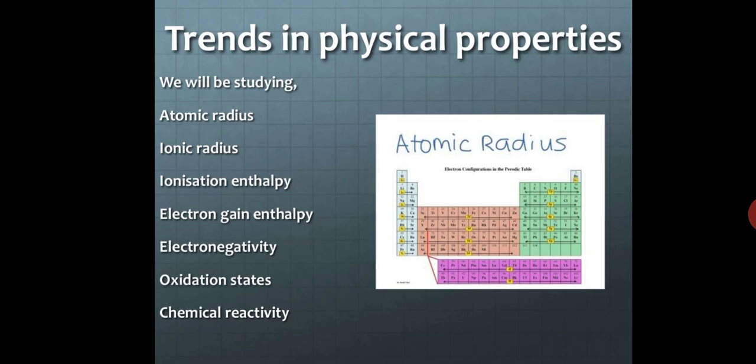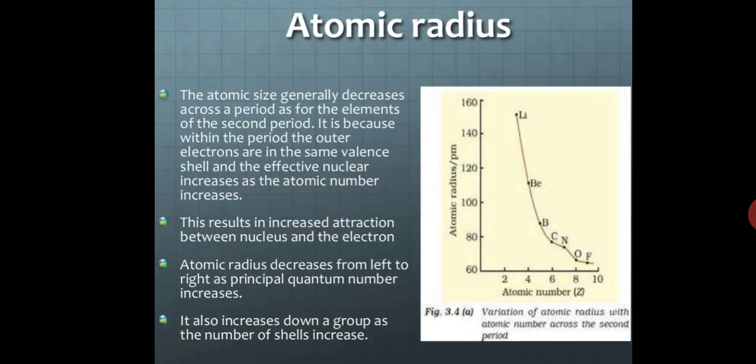The new name is electron gain enthalpy. Then electronegativity. Then other secondary properties are there like oxidation state, metallic character, non-metallic character, valency, chemical reactivity. All those things we will be studying, one by one. Now first we'll come to the atomic radius.